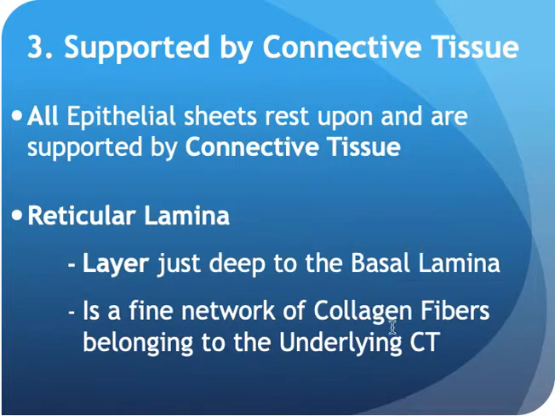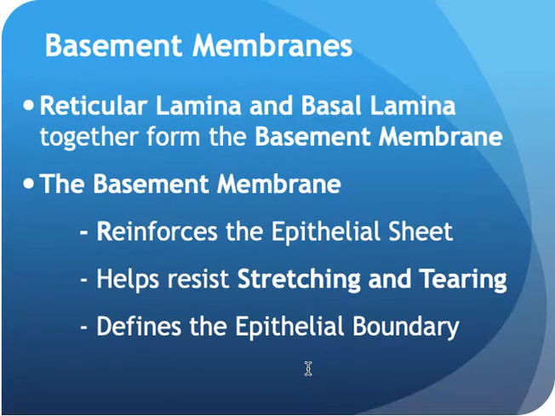Okay, so number 3 was supported by connective tissue, and we mentioned this a little bit already, but all epithelial sheets rest upon and are supported by connective tissue. So we had that basal lamina, now we get our reticular lamina. This is going to be the layer just deep to the basal lamina, a fine network of collagen fibers, and they're going to belong to that underlying connective tissue that you saw in the picture a second ago, okay? And what we do is we form this basement membrane. So the reticular lamina and the basal lamina together form the basement membrane, and then your basement membrane, again, is going to reinforce the epithelial sheet.